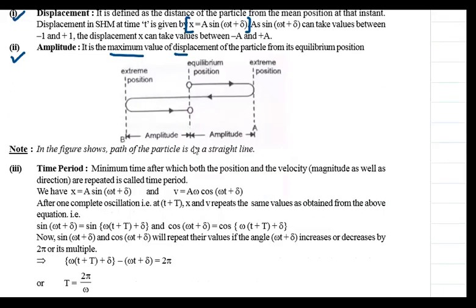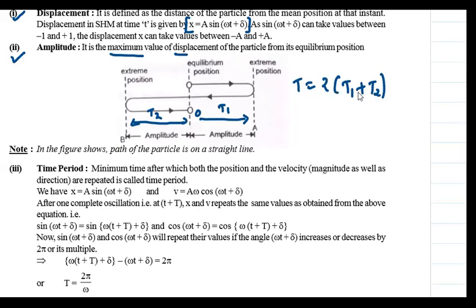Then time period. So what is the time period? Suppose this is O. So time taken from O to A, time taken from O to B. Suppose this is T1 and this is T2. So what can you say? What is total time T? What is time period? Tell me, what is time period, everyone? It is 2T1 plus T2, yes?